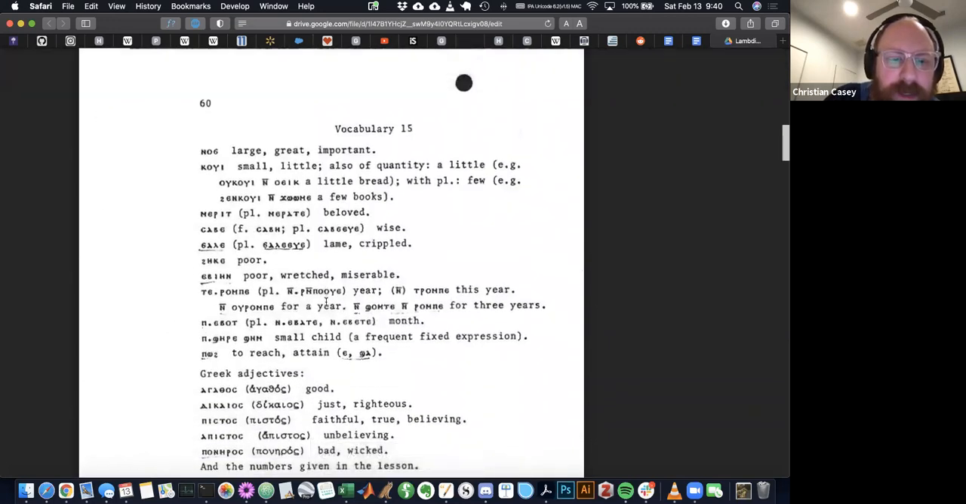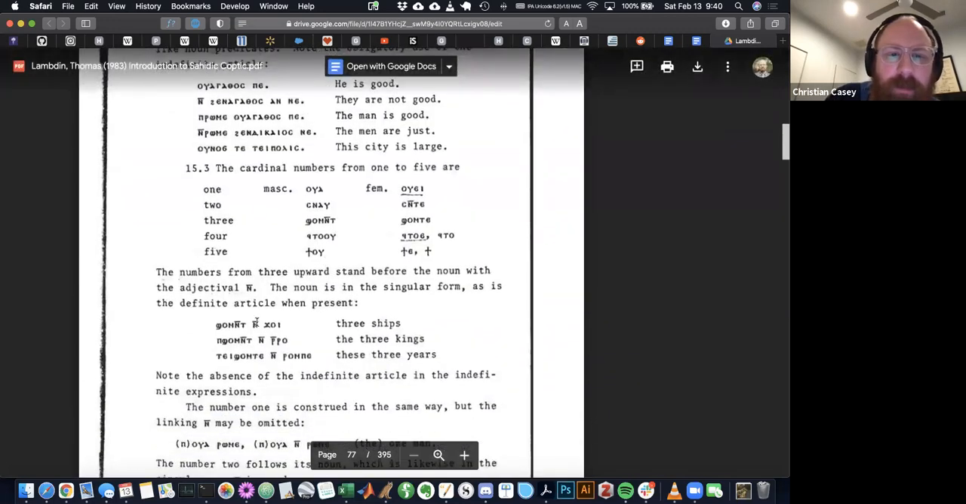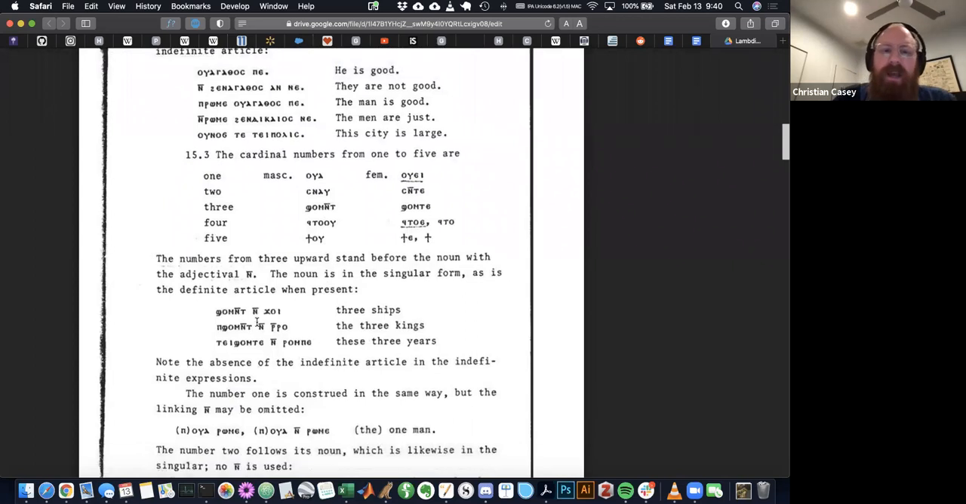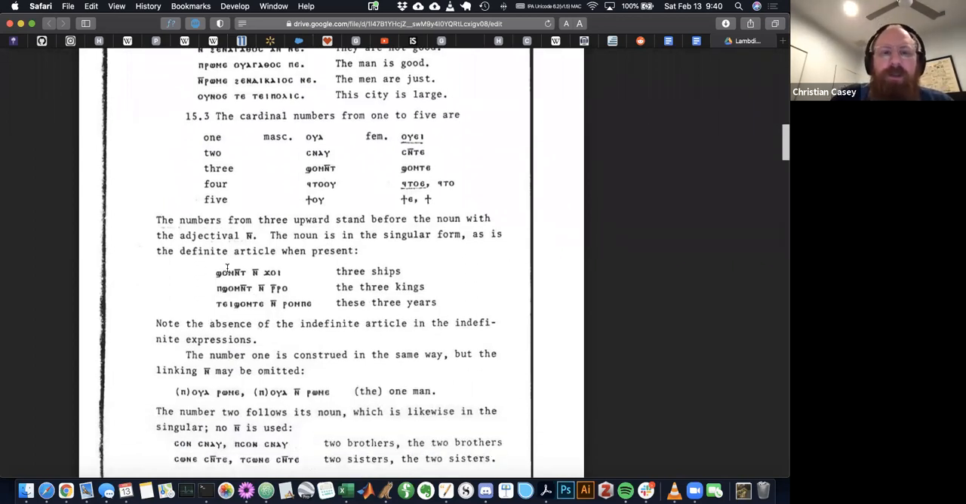I think this is the last thing we talk about. Yeah, it is the last thing: numbers. So the way Coptic forms numbers is actually super easy. You just put the number and then n and the noun. So shomt n joy is 3 ships. Peshomt n ra is the 3 kings, like from the Bible. Te shomte n rompe, these 3 years.